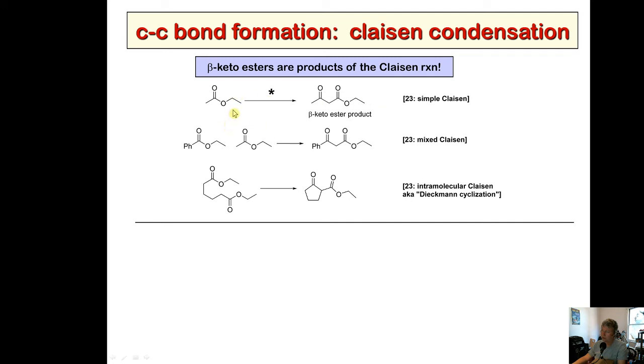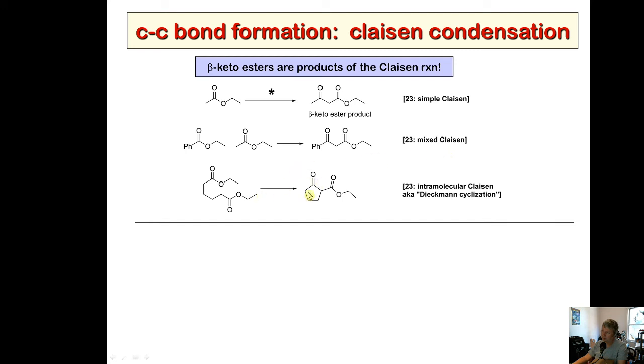And then you can also do a mixed Claisen where you have 2 different components, and one's going to be the nucleophile, one's going to be the electrophile. The nucleophilic one's always going to have the alpha CH, so this one has an alpha CH, and this one would react with the one that does not have an alpha CH. There's no alpha CHs next to the ester because the benzene is there, and the benzene doesn't have any CHs there. So this would kick off the ethoxy, and you'd get this product of the mixed Claisen.